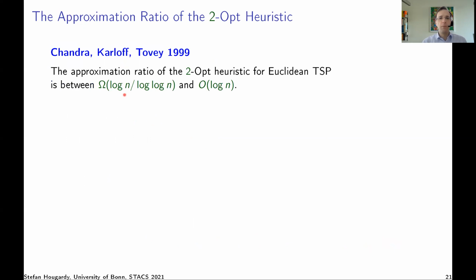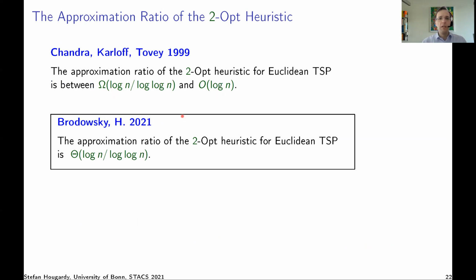Namely, we have a lower bound, which is essentially log n over log log n, and an upper bound, which is log n times some constant. Our result now says that we can close this gap. Namely, we can show that the approximation ratio of the two-opt heuristic for Euclidean TSP is log n over log log n up to some constant factor.